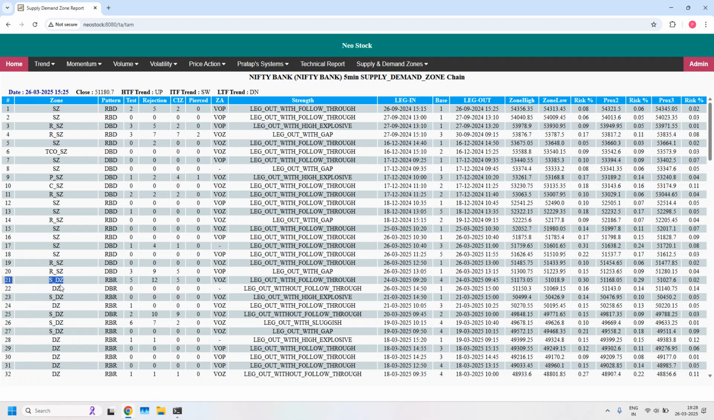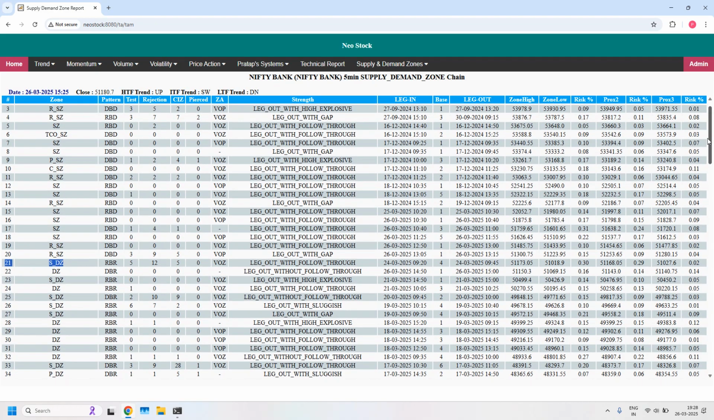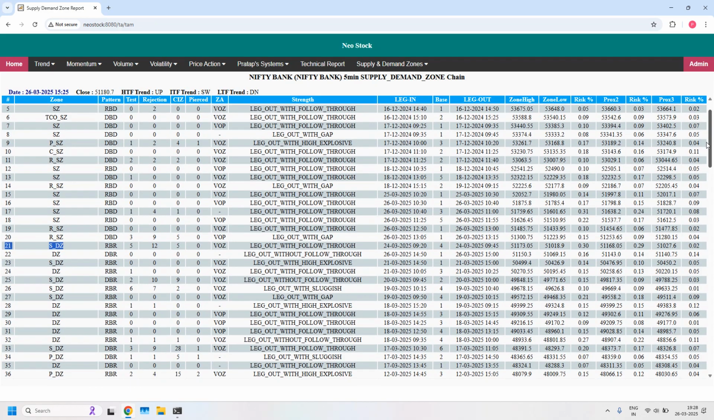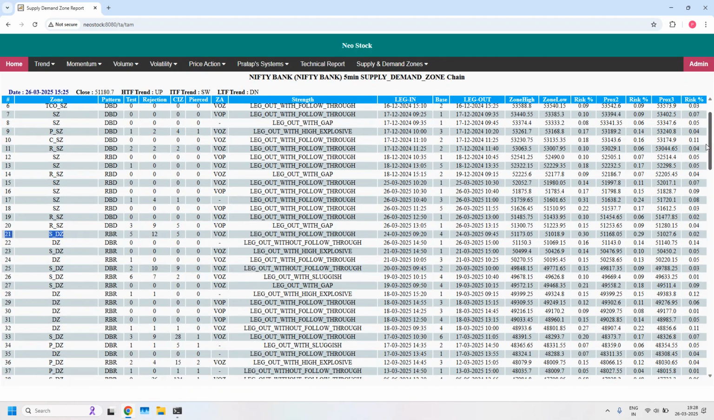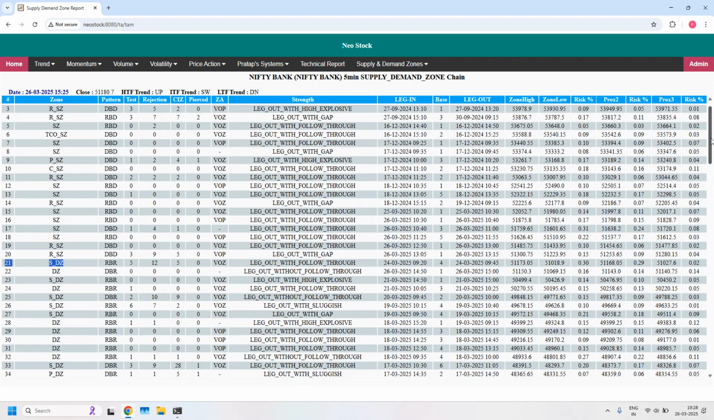21 is the nearest demand zone to the current closing price. Let me adjust in the center. Okay. So this is about Bank Nifty supply demand zone chain.